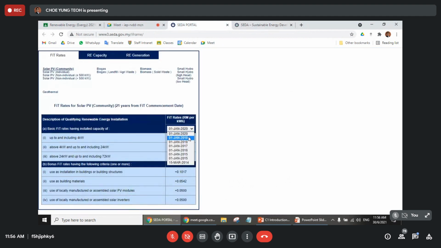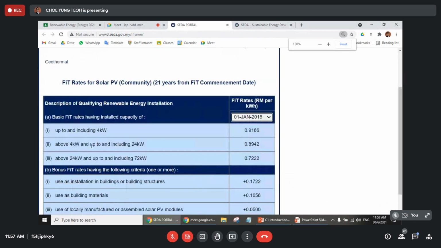Okay, now we talk about this price. So you can see that the latest is 2030. Okay, let's say we start from the beginning of 2015, 1st January. You can see that the price is very, very attractive. Let's say you are a household, you want to build on your rooftop, okay, which is less than 4 kilowatt, you can sell at 91.66 cents.